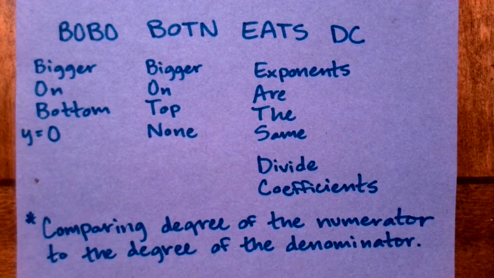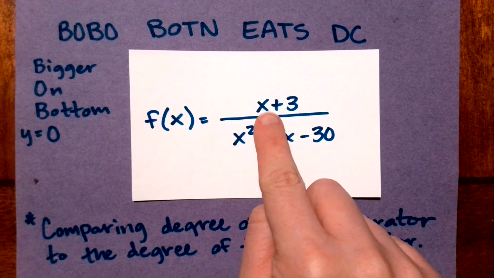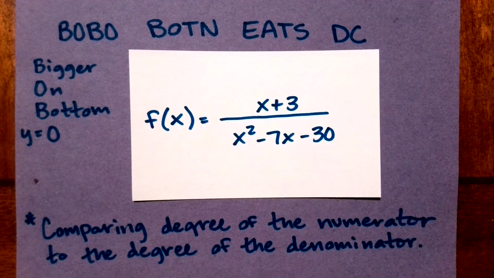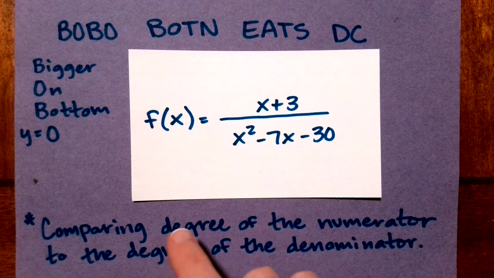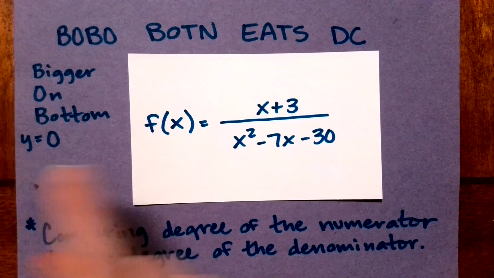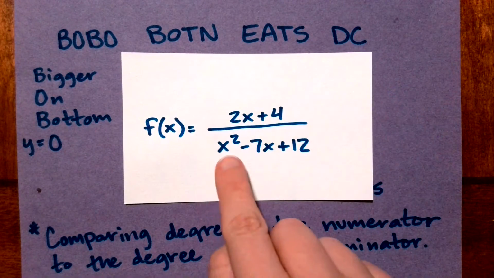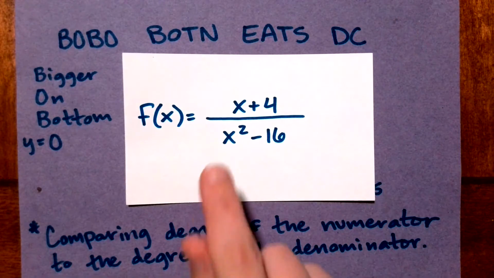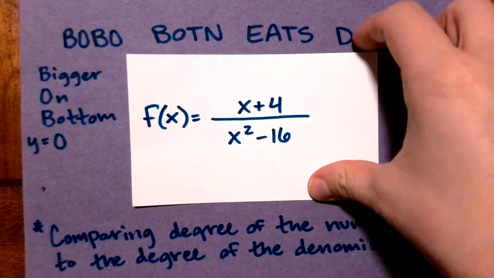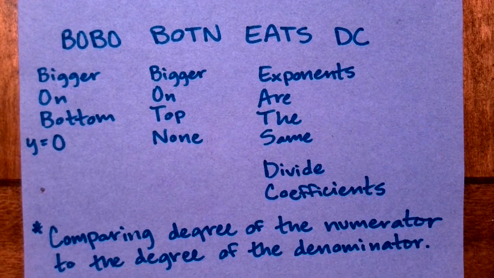So bigger on bottom, what that could look like, something like this, where we have a first degree in the numerator, second degree in the denominator. We would automatically say, okay, it's a Bobo, it's bigger on bottom, so our horizontal asymptote is at y equals 0. Same thing here. We've got higher power on the bottom, automatically, y equals 0. Same thing here, higher power in the denominator, automatically, y equals 0. So not a whole lot to it. Once you know the acronym, that is what it is.